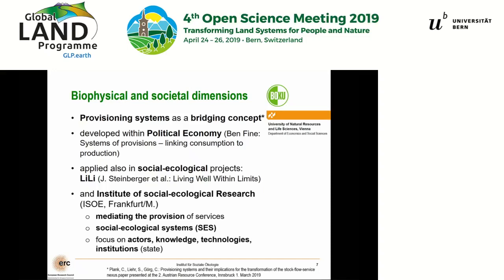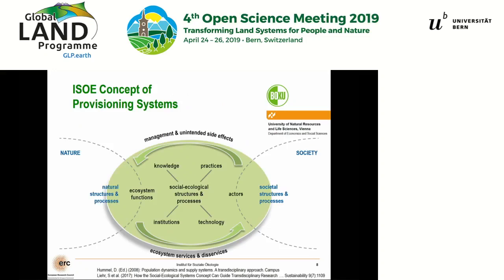Very important here is that this is a systemic approach that links nature and society, but at the same time we have actors, practices and knowledge, technology and institutions, so we can analyze how this is shaped and restructured. And this is very important for an analysis of ongoing transformation.